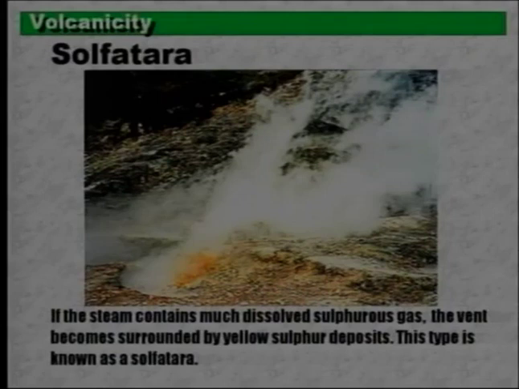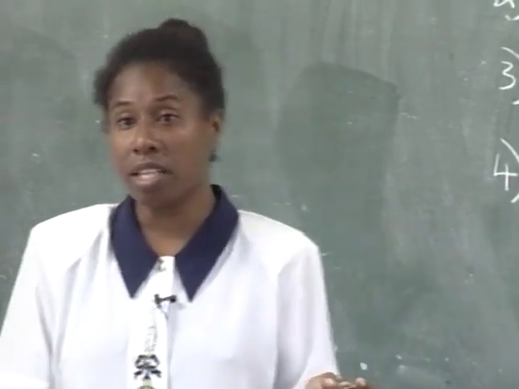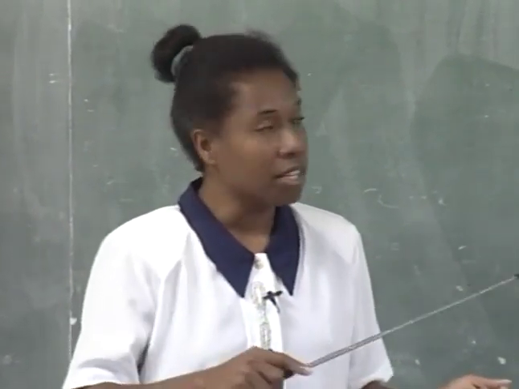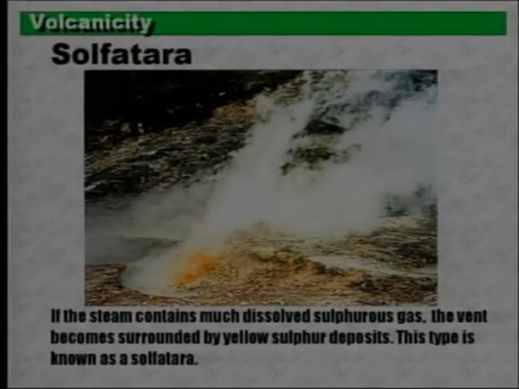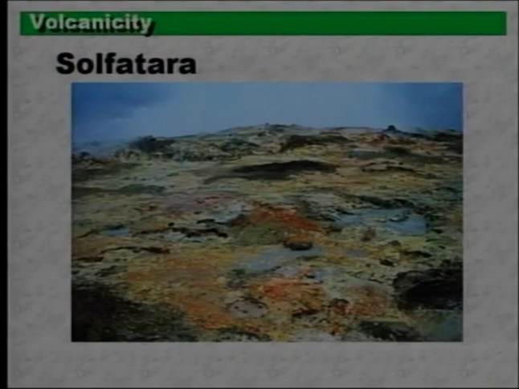So instead of only gas and steam being released, that particular opening might contain a lot of sulfur, and those sulfurous gases, when they are deposited as fine particles and settle around the opening, might make the vent yellow in color. And when you see the yellowish color, then you can say that feature is a solfatara. Okay, so we have a photograph there showing us a solfatara. Another photograph also showing the feature solfatara.